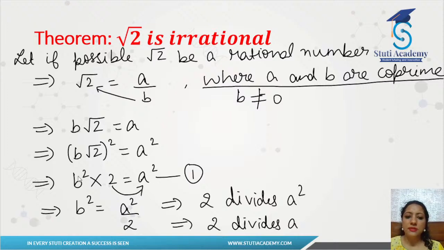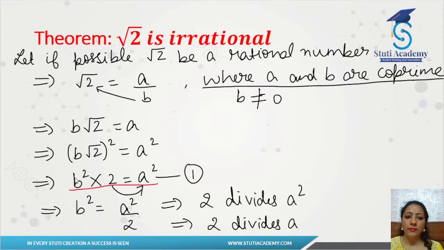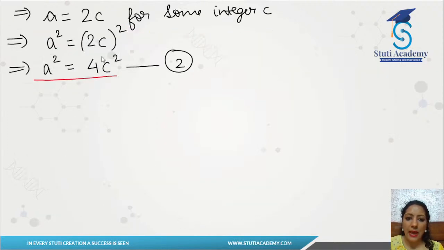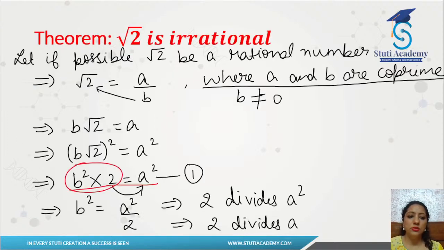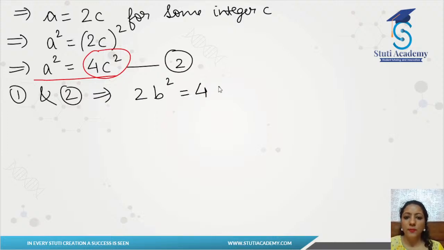Now please observe the first equation where we have b square into 2 equal to a square. And the second says that a square is equal to 4c square. So I can equate these because they're both equal to a square. So in the next step, I can write equation 1 and 2 implies 2b square is equal to 4c square. Now we can cancel out this 2 and 4. This will go 1 time, this will go 2 times. So we'll get b square is equal to 2c square.